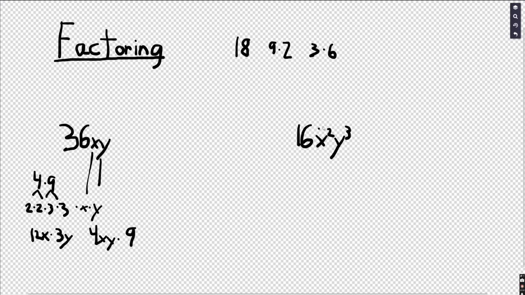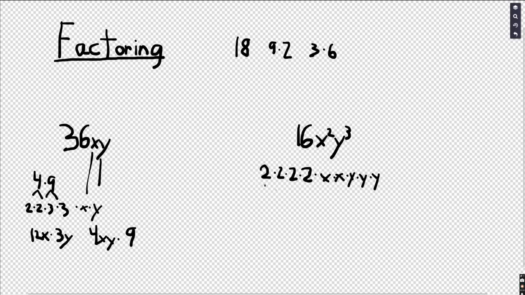So let's do 16x squared y to the third. Let's start breaking this down. 16 is basically 4 times 4. 4 times 4 can be broken up into 2 times 2 times 2 times 2. Now let's take x squared. x squared is just 2 x's, so x times x. And y to the third is just 3 y's, so y times y times y.